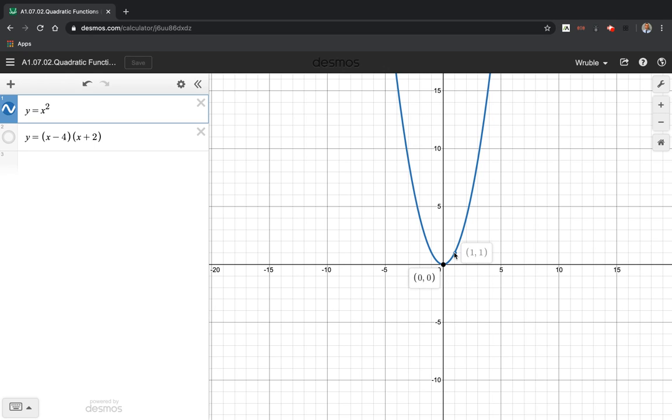And then this point is also reflected over the line of symmetry. So the line of symmetry in this case is the y-axis. So this is 1, 1, and then we can go over, and then we have the point negative 1, 1 as well. The line of symmetry and the vertex always have the same x value.